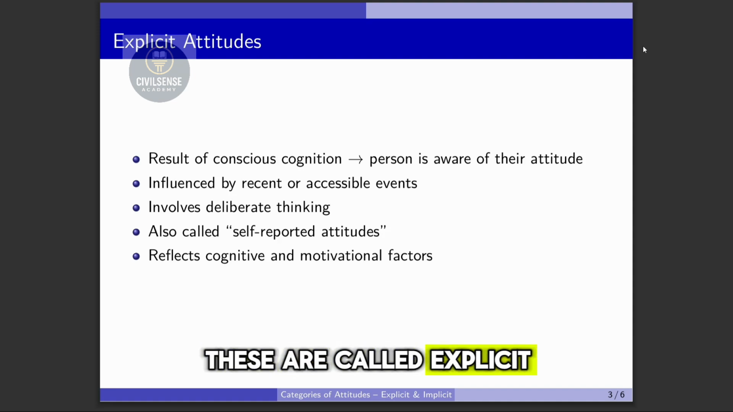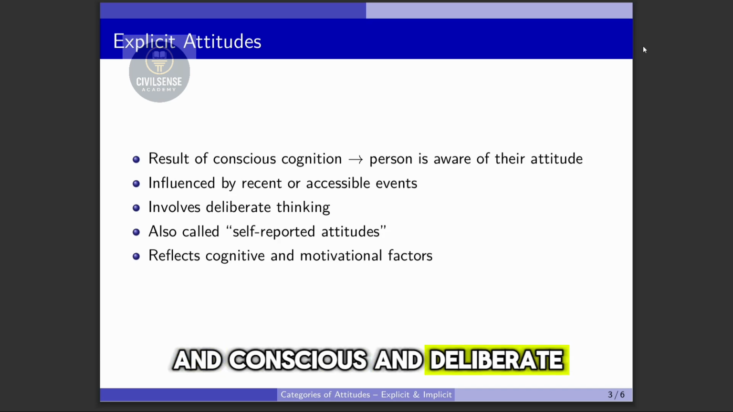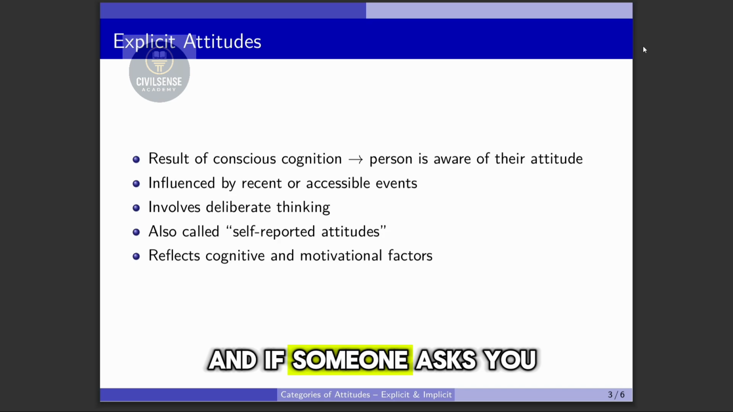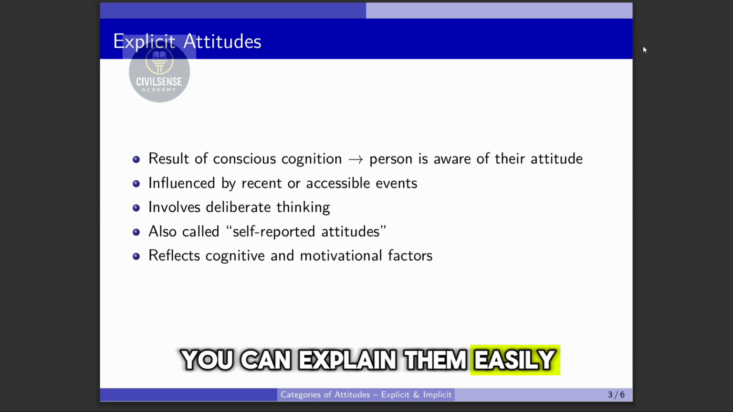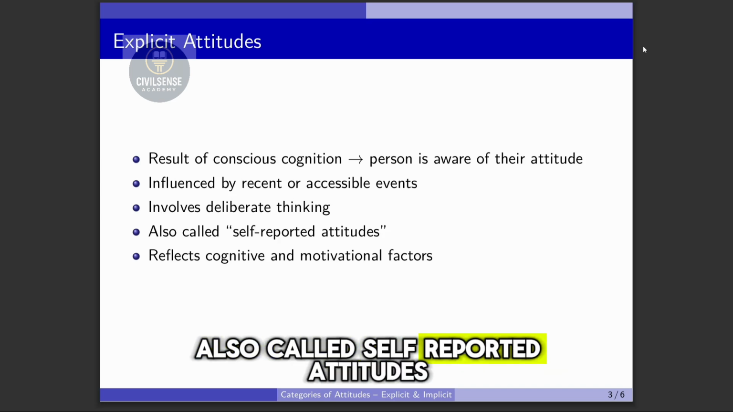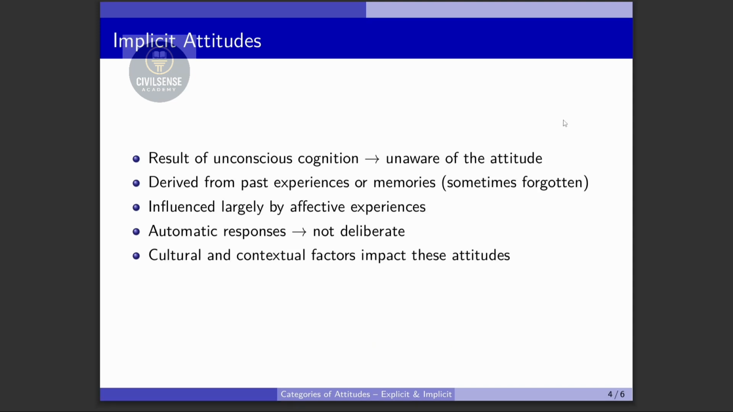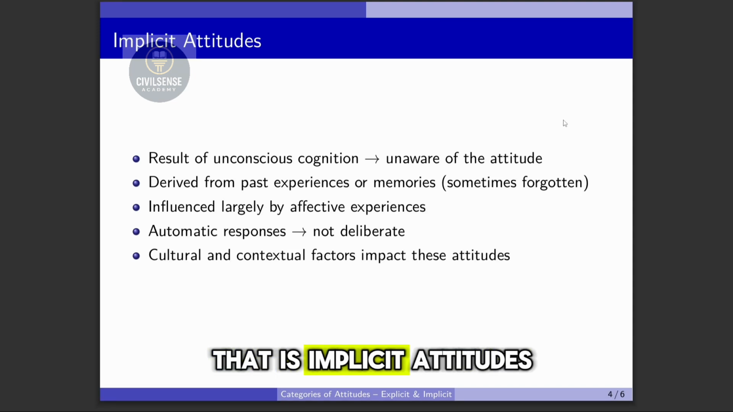These are called explicit because they are open, conscious and deliberate. You think about them, and if someone asks you, you can explain them easily. That's why they are also called self-reported attitudes. Simple, right? Now, the second type, that is implicit attitudes.